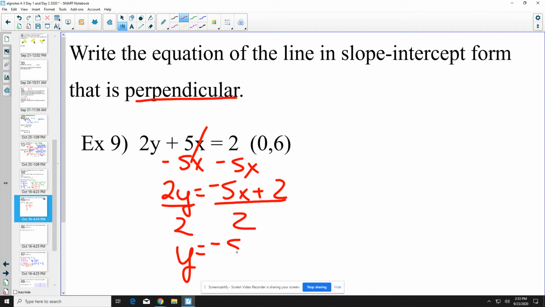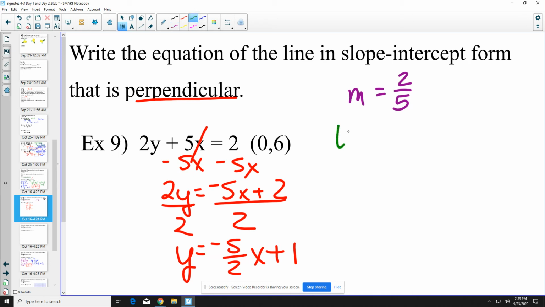So it looks like my line is y equals -5x, and then I have a 2 over 2, which is 1. The slope of this line is -5/2. But since I want my new line to be perpendicular, I need to take the opposite reciprocal of -5/2, which would be 2/5. That means I want the slope of my new line to be 2/5.